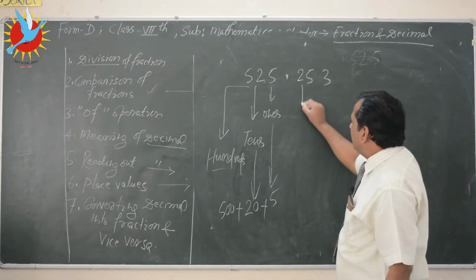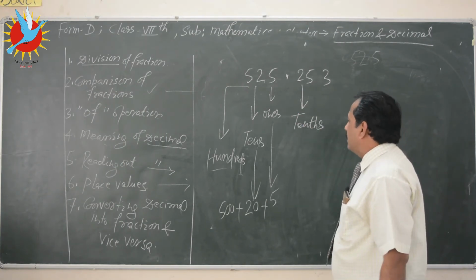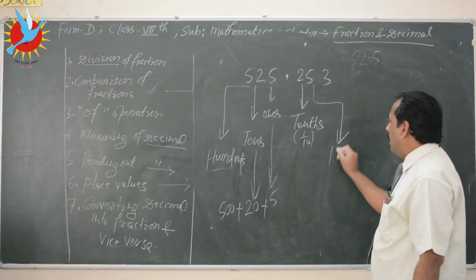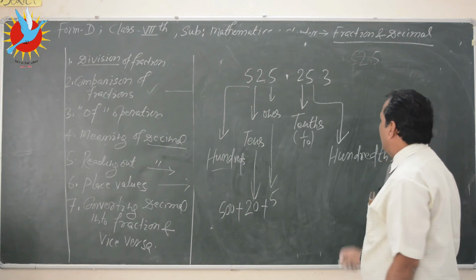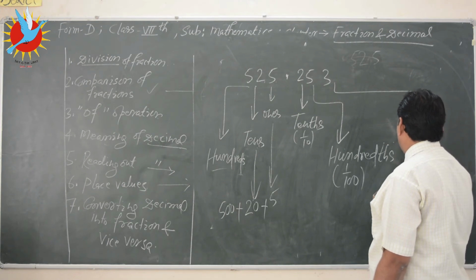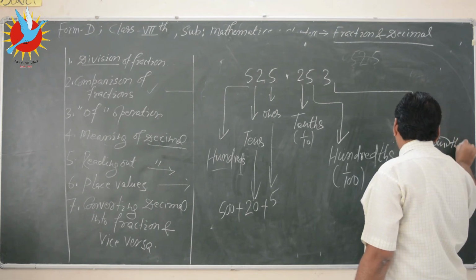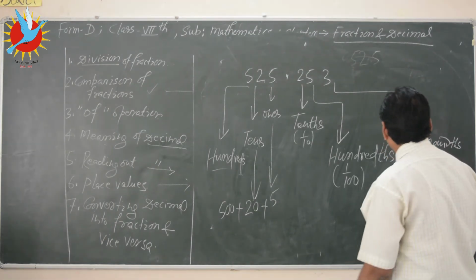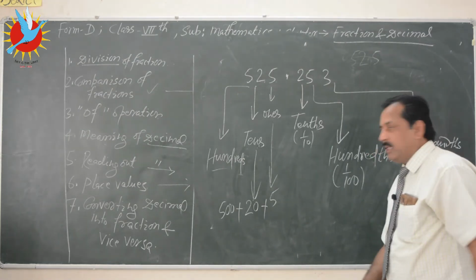Now come to this part. This place is known as the tenths place, that is 1 by 10. This place is known as the hundredths place. This is 1 by 100. And this place is known as the thousandths place, so this means it is 1 by 1000. So tenths, hundredths and thousandths.